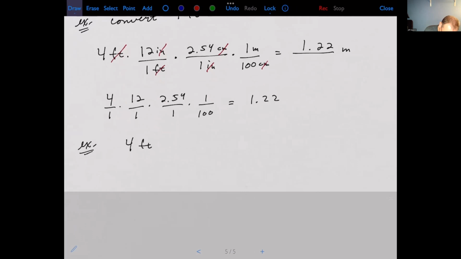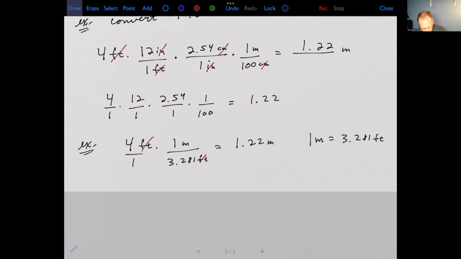But let's say I look this up, maybe in the back of your book or online, and you find that 1 meter is equal to 3.281 feet. So if you know that, then I could just multiply by 1 meter over 3.281 feet. And why did I write it that way as opposed to 3.281 over 1 meter? Because again, I want feet to cancel and I want meters to survive. And of course, if you multiply this out, you're going to get exactly the same answer, 1.22 meters.